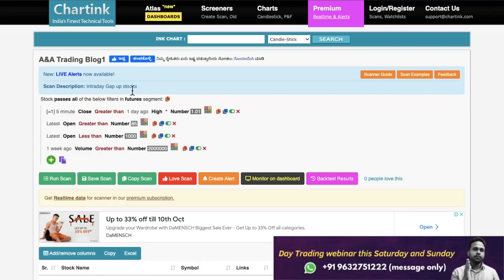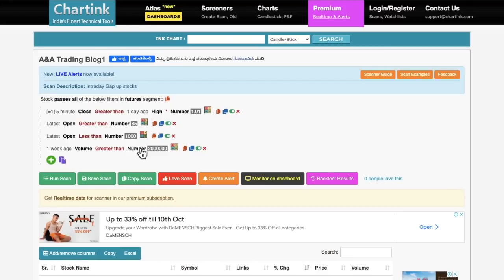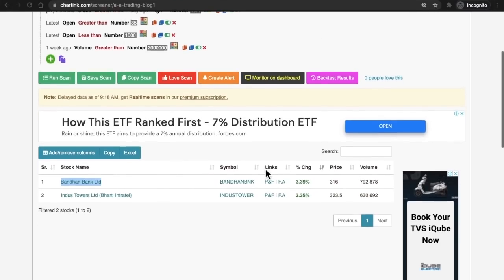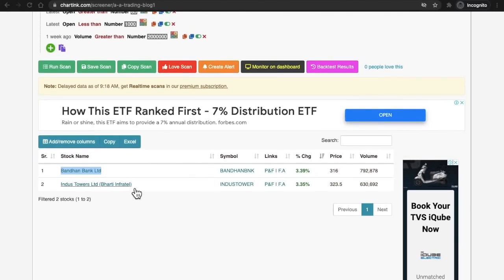Okay, so this is how the scanner is built. All the three examples which you saw were given to me by the scanner itself. Traders, on Thursday, the scanner suggested me two stocks. One was Bandhan Bank and the other one was Indus Towers.